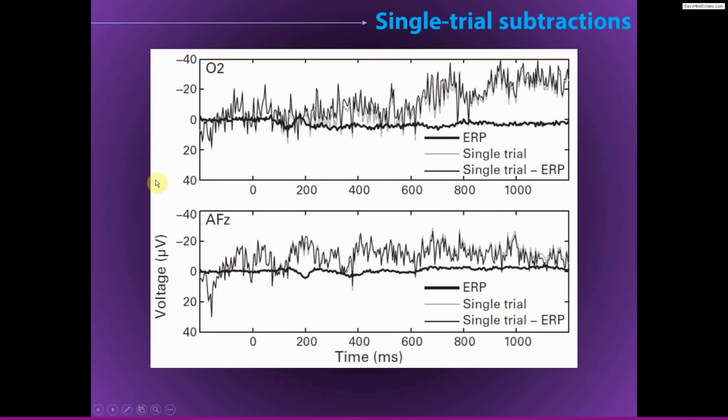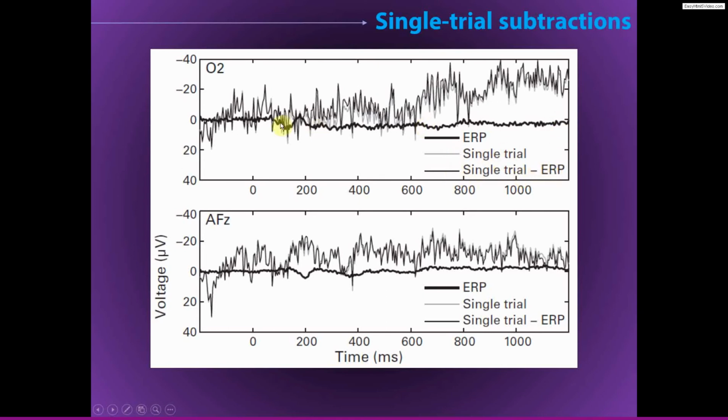Okay, so here's how this works. Here I'm showing a bit of data from two channels. Here this thick black line is the ERP, so this is the average of a bunch of trials, in this case 99 trials. And these two thinner lines show the single trial EEG data from one trial. And so here you see that one of them is the raw single trial data, so this we would call the total signal.